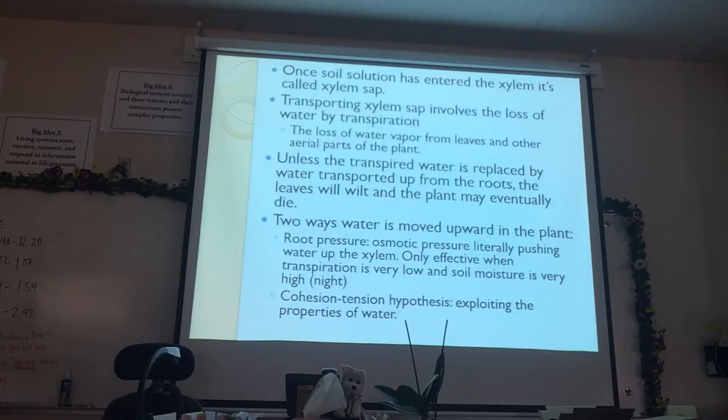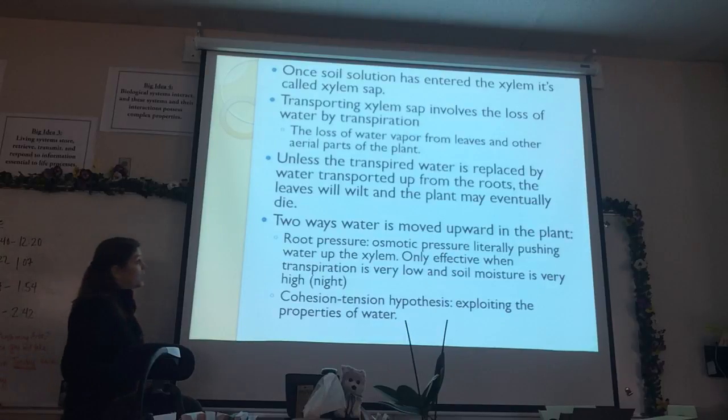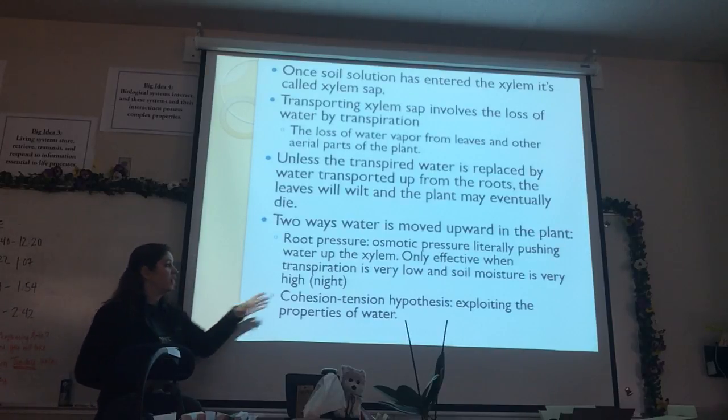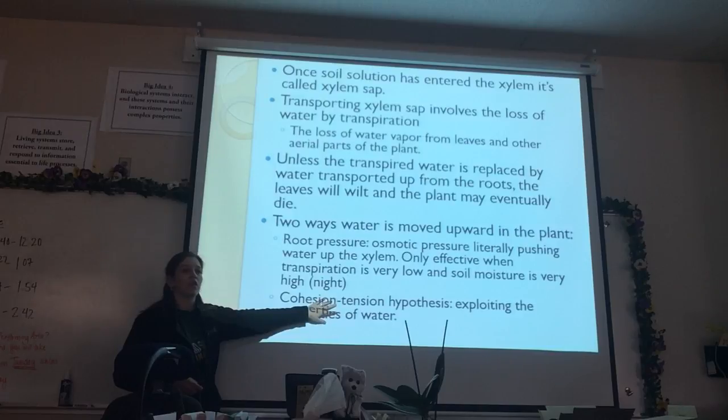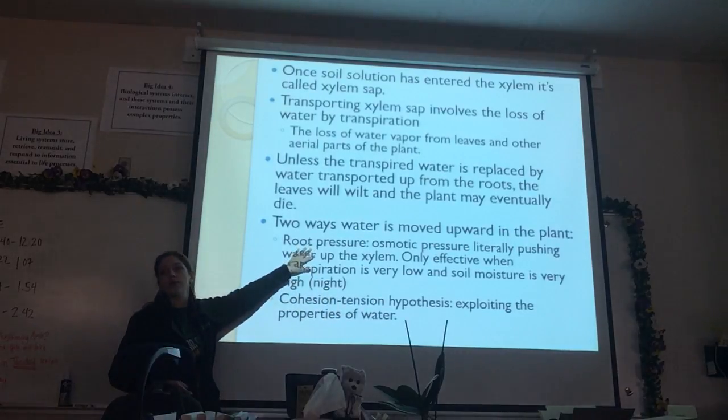Once that solution got into the xylem, we call it the xylem sap, and moving the xylem sap involves the loss of water by transpiration. And that loss of water happens from leaves and other aerial parts of that plant. And unless that water that's been transpired, that part that got back out into the atmosphere in terms of water vapor, is replaced by water from the dirt, the leaves will wilt and the plant could eventually die. So there's two ways that water is moved upward in the plant. This is how, I'm going to say 99% of the water moves. This is how maybe 1% of the water moves.